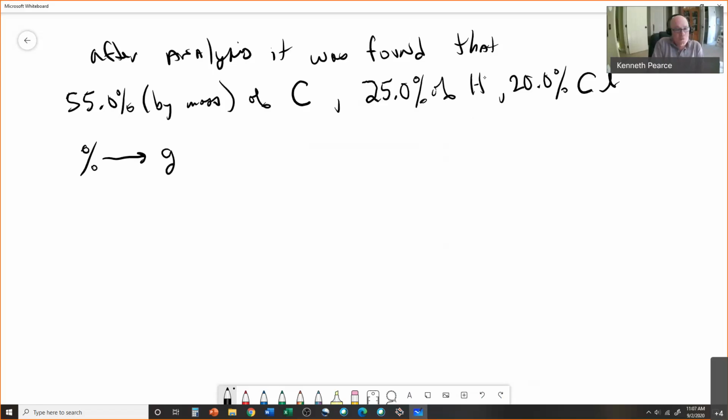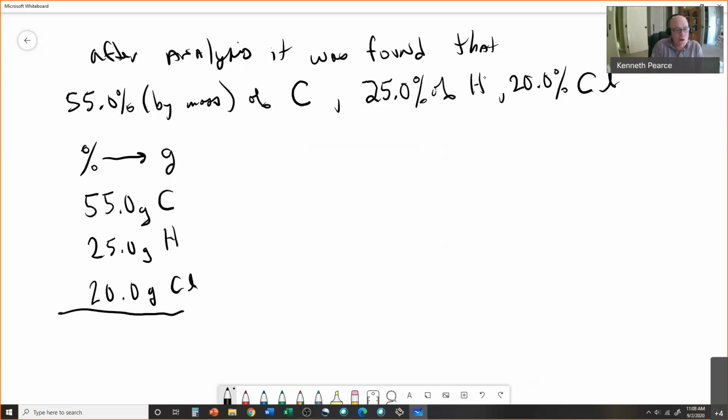So this becomes 55.0 grams of carbon. And that 25% of hydrogen becomes 25.0 grams of hydrogen. And that chlorine becomes 20.0 grams of chlorine. Now, the idea is that you're out of 100 grams. Okay, that's what it means to be a percent, is out of 100. And so by doing that, we're making sure it all adds up to 100 grams.